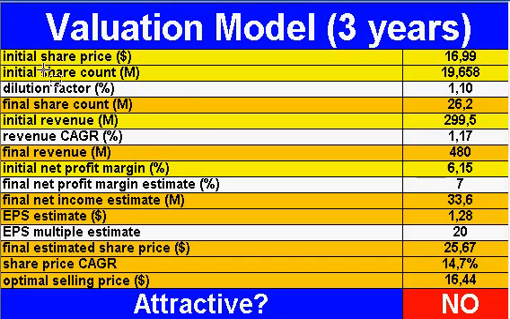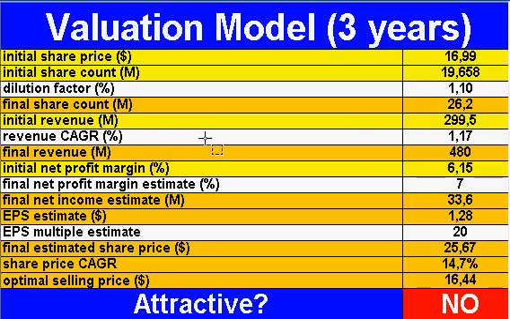Here I need to estimate these 4 white lines. The yellow lines are known facts, and these dark yellow lines are calculated by the model. So let's just focus on these white lines. Dilution factor, I put here 10% due to those outstanding convertible debentures, so I expect 10% average dilution going forward. Also, the balance sheet is very, very weak, so 10%.